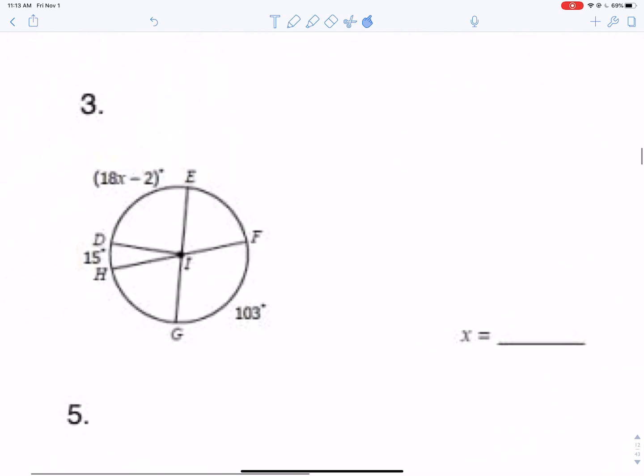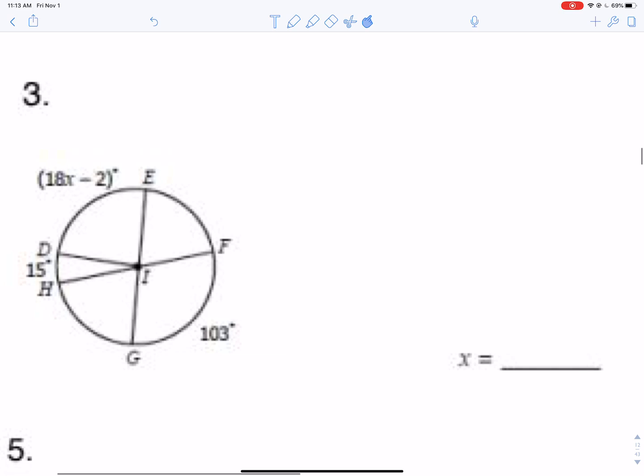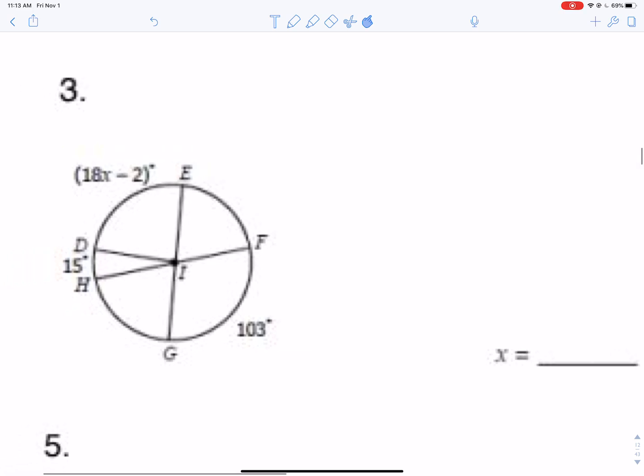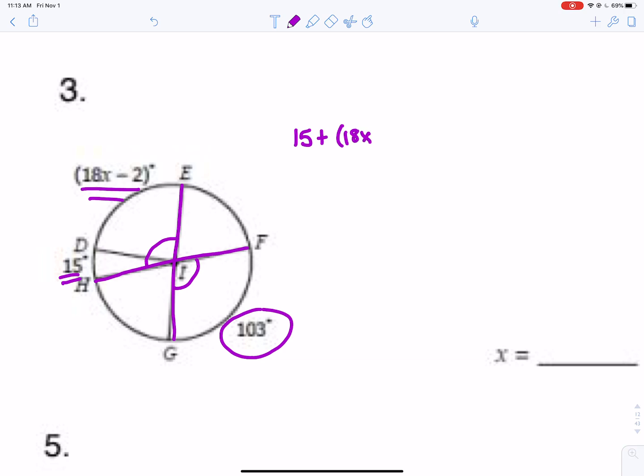All right, moving on to example 3. We need to find X. Let's see, so for this one, we can tell that these, EG and HF, are vertical angles, and so we know that 103 degrees would equal the 15 plus the 18x minus 2. So if I say 15 plus 18x minus 2 equals 103, I could solve for X.